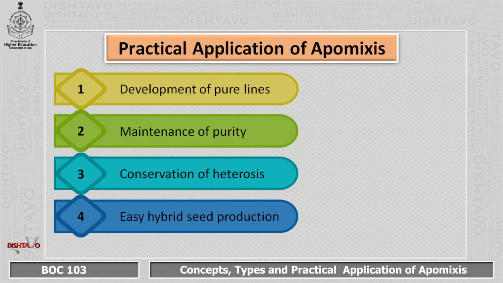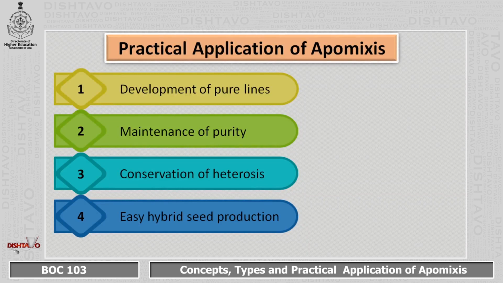Practical application of apomixis. Development of pure lines. Apomixis is a means of rapid production of pure lines in plants. Haploid apogamy and parthenogenesis give rise to haploid plants, which after colchicine treatment can produce diploid pure lines. These pure lines can be used in the production of high-yielding cultivars and hybrids. Maintenance of purity. Obligate apomixis breeds retain the characteristics of the mother plant, which are useful in maintaining genetic purity from generation to generation. It can maintain a genotype for several generations.